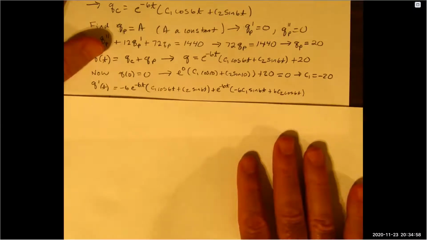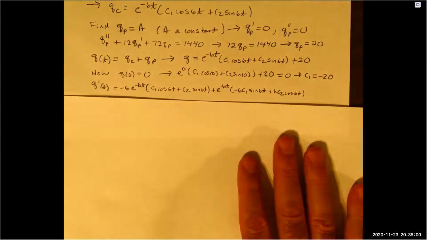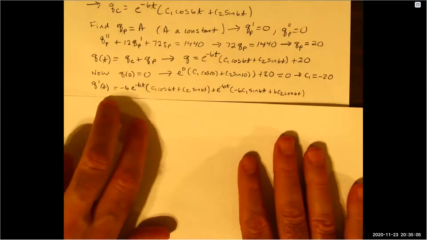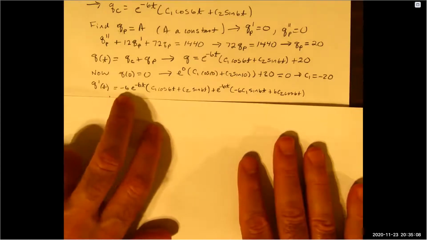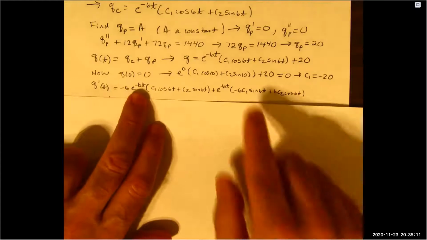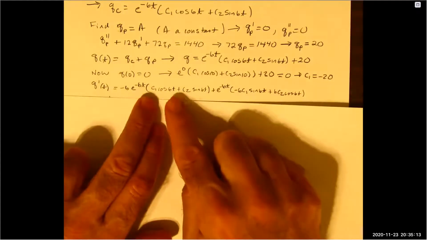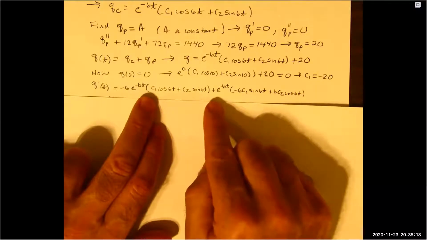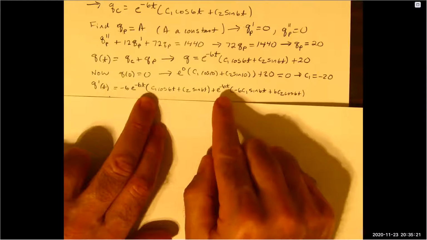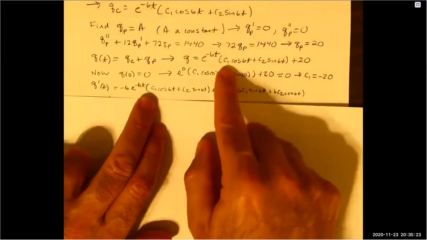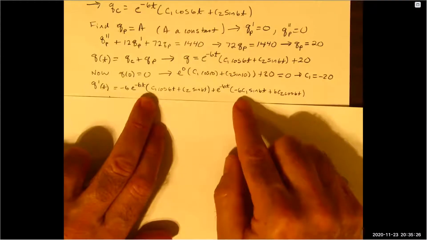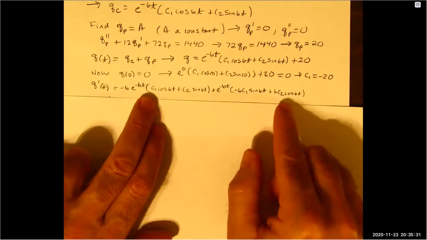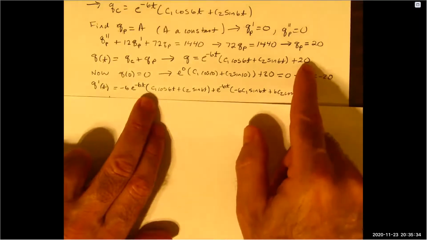Now, taking the derivative here, we're going to have to use the product rule. So we're going to see that q prime of t is going to be equal to minus 6 e to the minus 6t, differentiating this guy first, times the quantity c1 cosine of 6t plus c2 sine of 6t. And then we're going to get plus 6 e to the minus 6t. Now we take the derivative of inside the parentheses. And so we're going to have minus 6 c1 sine of 6t plus 6 c2 cosine of 6t. And of course, the derivative of the 20 is 0.